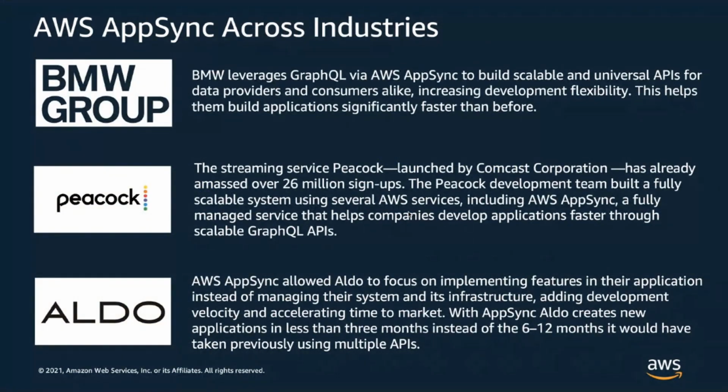Now, we have a lot of customers across multiple industries that are using AppSync to implement and iterate quickly. Customers like BMW that are using AppSync to create a scalable and universal API for data providers. Customers like Peacock that launched a streaming service that has over 26 million signups. And they are using GraphQL APIs provided by AppSync to develop applications faster. Or customers like Aldo in retail that focus on implementing features in their application instead of managing their system and its infrastructure. So they're using AppSync to iterate quickly and to implement applications quickly.